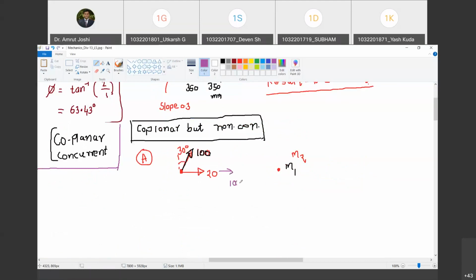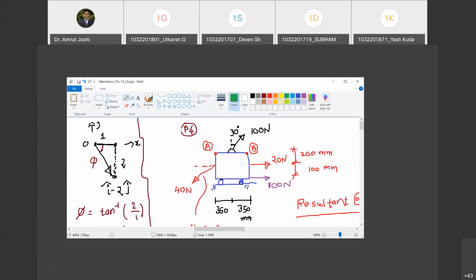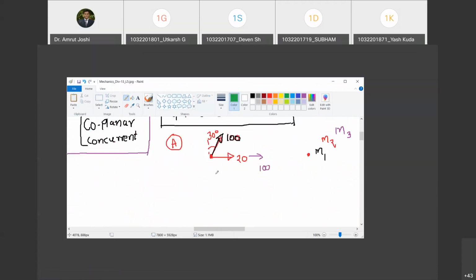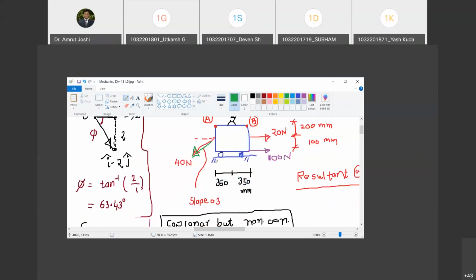And because of this 100 Newton force, I am going to experience some moment at A. I am going to call that M3. Happy? Now this 40 Newton force. Now let me mark it with a different color. This 40 Newton force I am going to show as it is here. Its effect at A will be this 40 Newton force as it is plus some moment. Do you agree with me?